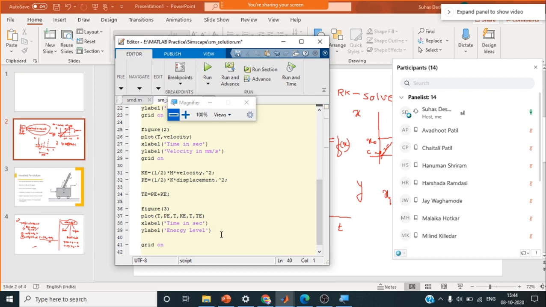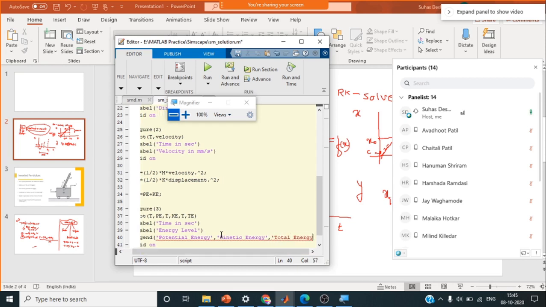And third, I will put up a legend for it, because I'm going to plot three plots in a single graph. First is potential energy. Second is kinetic energy. And third is total energy. So that way I can provide a legend for it.